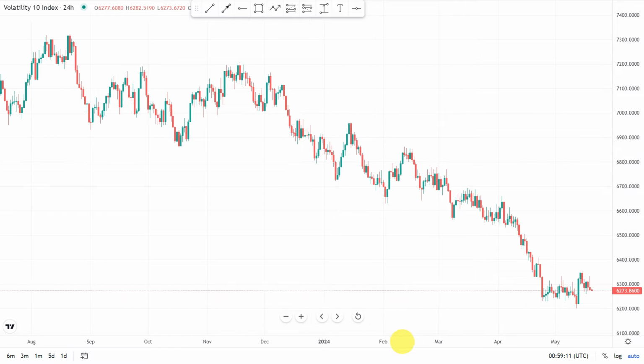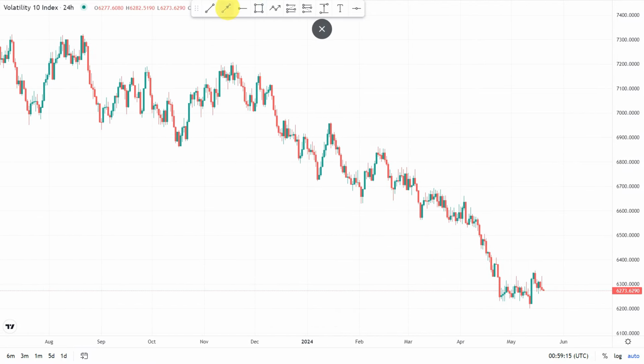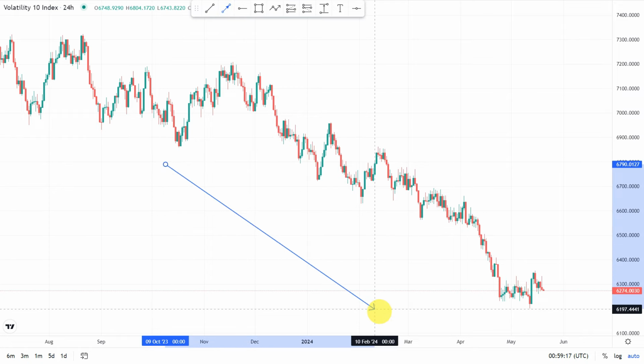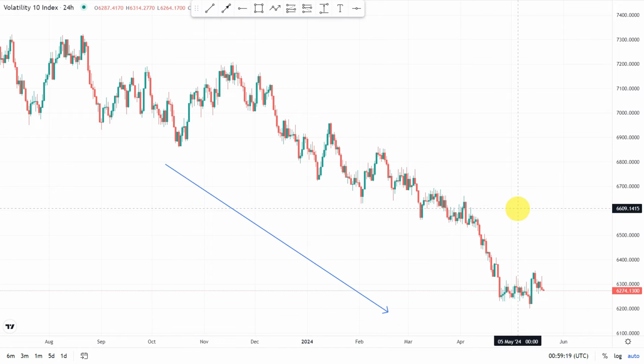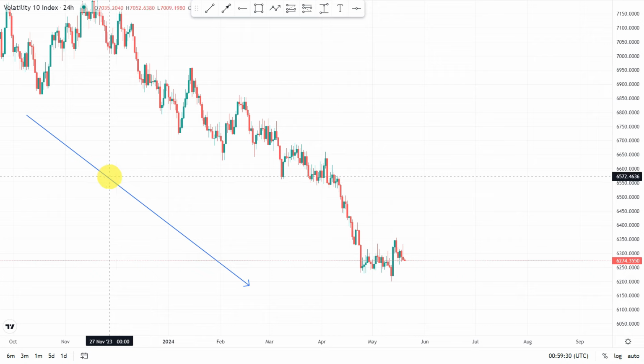And on the daily time frame, you can clearly see that this market has been moving in a downtrend. How is the market moving in a downtrend? That's the next question that you should ask yourself, because if you know how the market moves in a downtrend, then it is easier for you to predict its next movement, right?